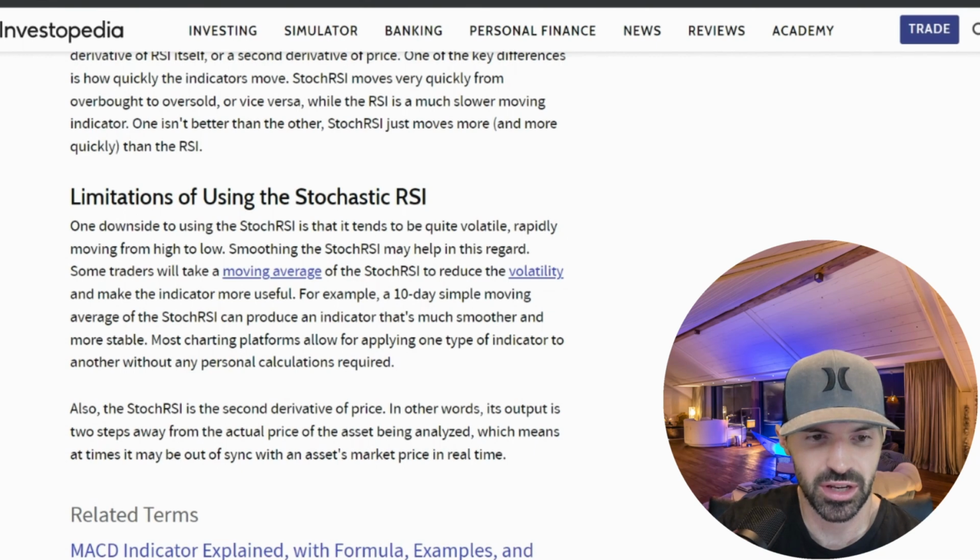Also, the stochastic RSI is the second derivative of price. In other words, its output is 2 steps away from the actual price of the asset being analyzed, which means at times it may be out of sync with the asset's market price in real time.